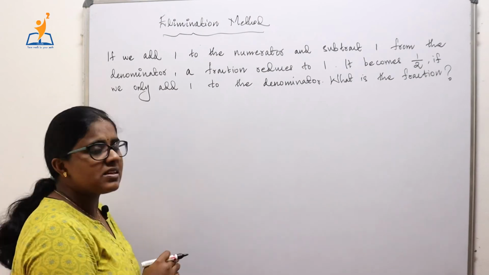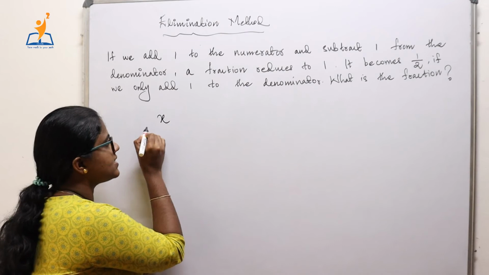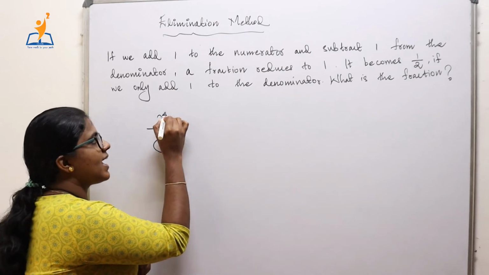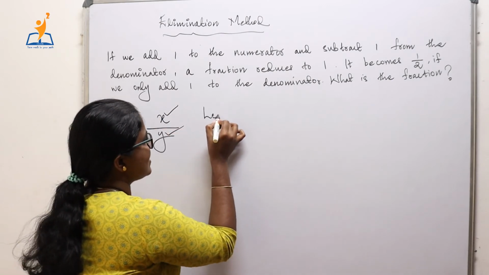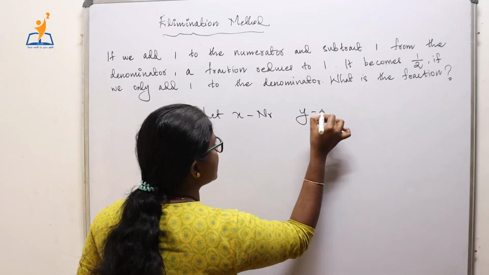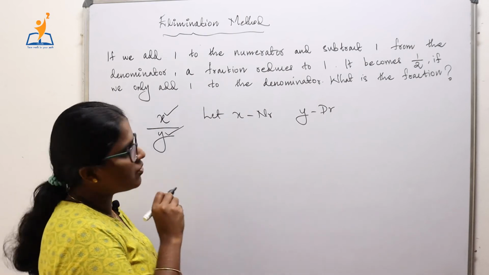We are asked to find a fraction and certain conditions are given regarding the fraction. And the fraction is unknown to us. So a fraction always has a numerator and a denominator, and let's take x as the numerator and y as the denominator. That is, let x be the numerator and y be the denominator of this particular fraction that we have to find.